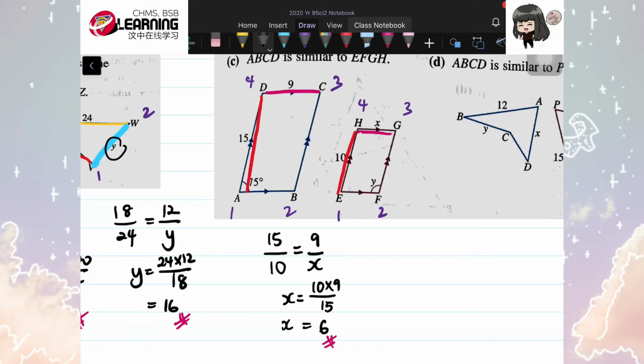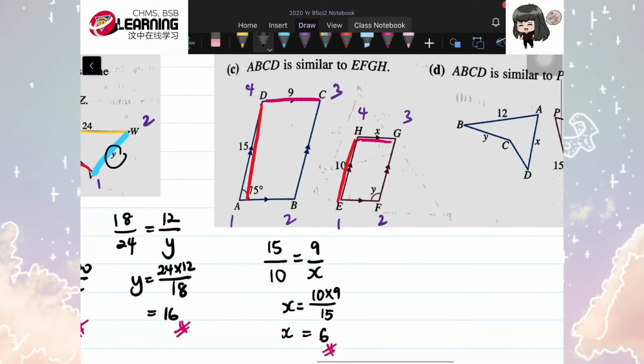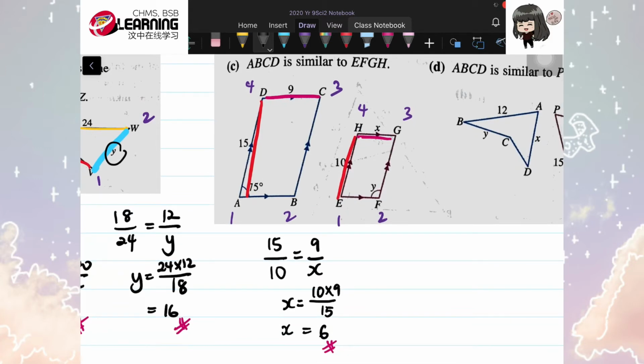So we found our X, now find Y. If we have similar figures, the corresponding angles must be equal. The 75 is here, so this is also 75. This is the interior angle. When we sum up the interior angles, we get 180 degrees. So to find Y, we use 180 minus 75, and we get 105 degrees.